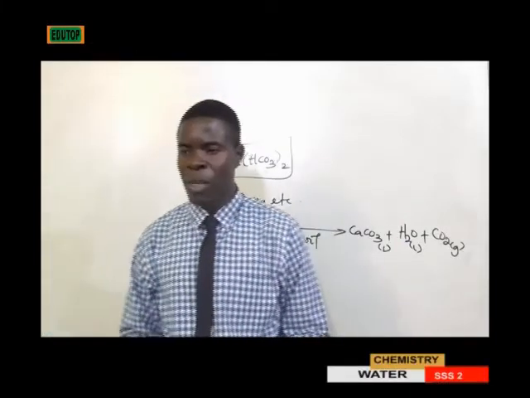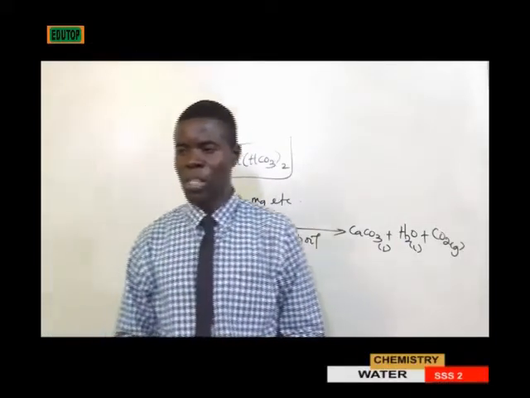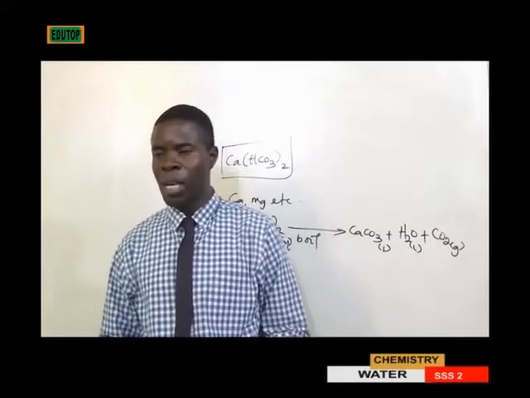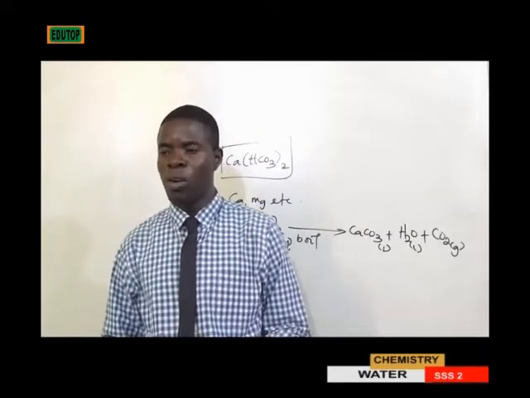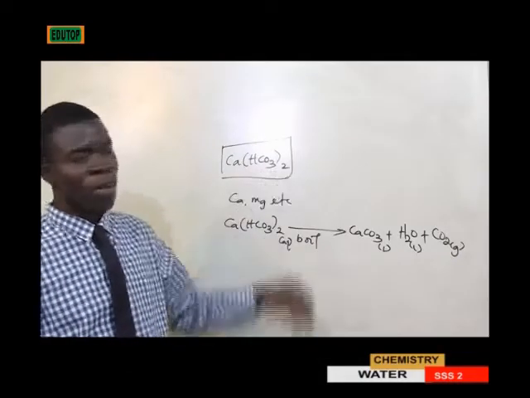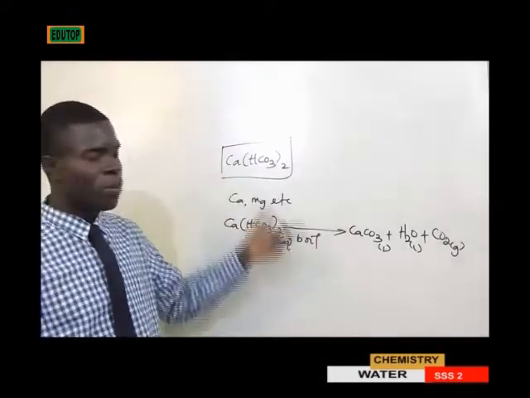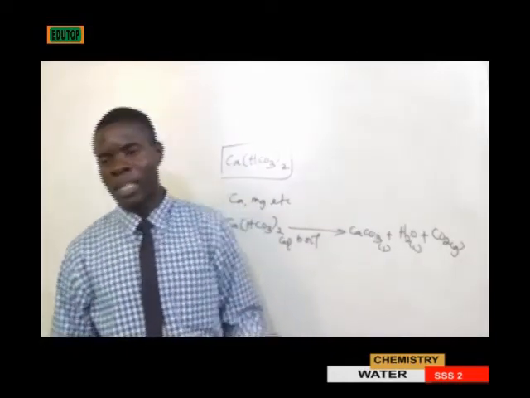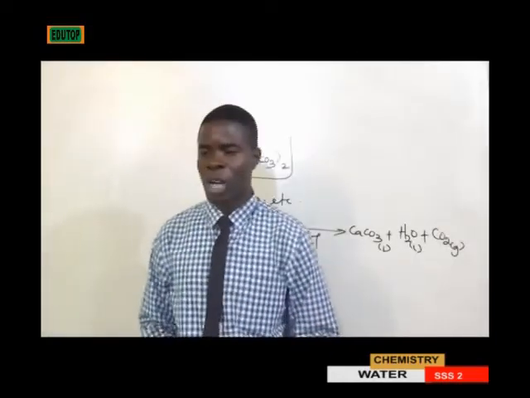Answers to these questions. Water is temporarily hard because it contains A, calcium sulfate, no; B, magnesium sulfate, no; C, chlorine, no; D, calcium hydrogen trioxocarbonate IV. It was explained in the last lesson that calcium hydrogen trioxocarbonate IV is what is responsible for temporary hardness. And the answer to question number 1 is D, calcium hydrogen trioxocarbonate IV.